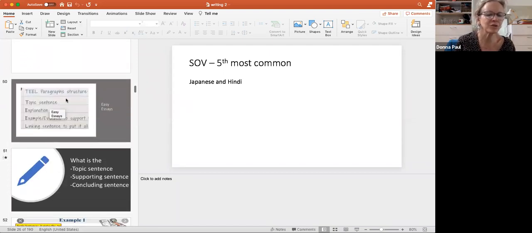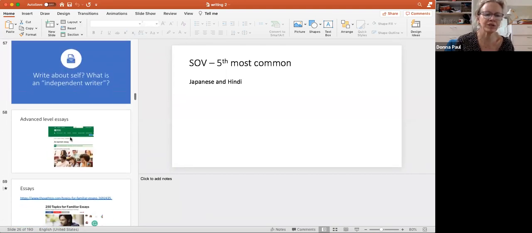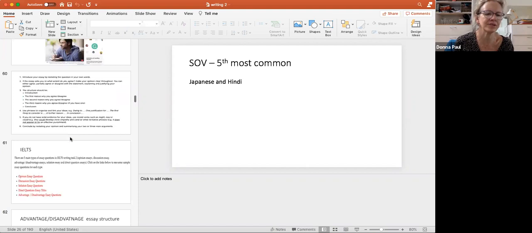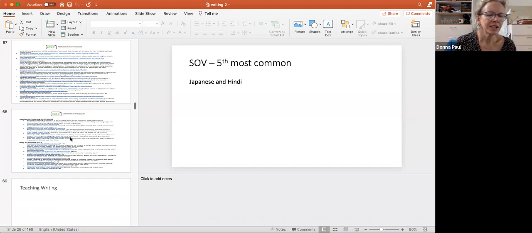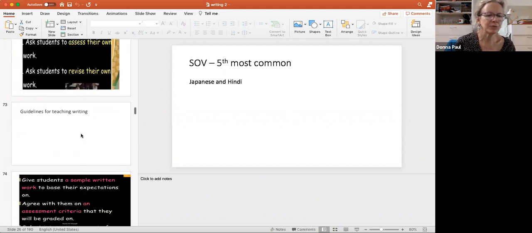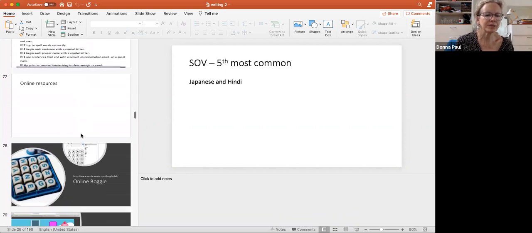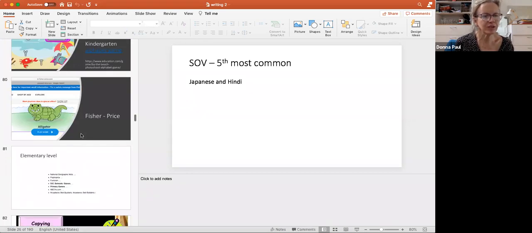And when you get to high school, you do the essays, where we've got TEAL, which is the topic, explanation, example, and the linking sentence. And that can be called different things, like linking can be concluding sentence, for example. We looked at websites for online teaching, and we looked at things we can do just in the classroom. So, for example, matching games, Boggle, and then if it's online, Boggle, you can do that too.